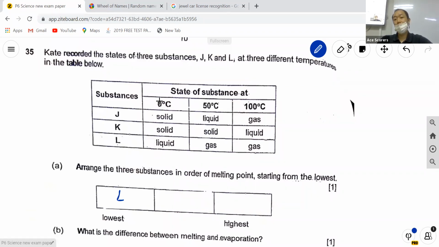Because it is a liquid at 0, right? That means the melting point is below 0. Then followed by what? J. Because you see it's a liquid here, right? That means the melting point is between 0 and 50. Oh, this is difficult, okay? Put a star here. This is actually confusing, right?